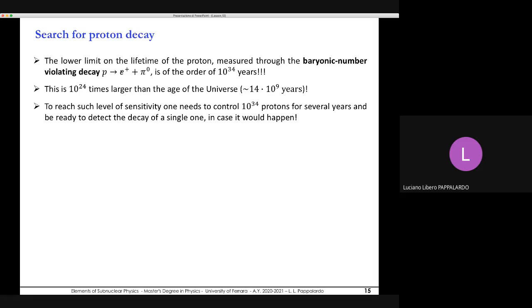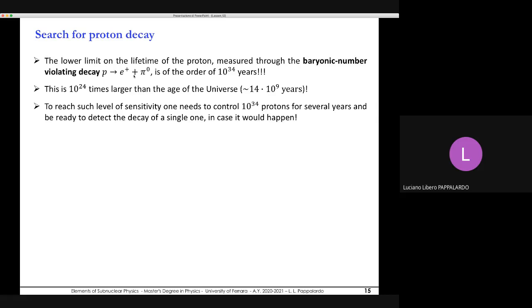Okay. So again, this is a baryonic number violating decay because we have a baryon in the initial state and a meson and an electron in the final state. So the baryonic number would not be conserved in this process. But if you do observe this kind of decay, which is not observed yet, okay, then you found something new, something that is beyond the standard model, because the standard model predicts that the baryonic number must be conserved in the decay.